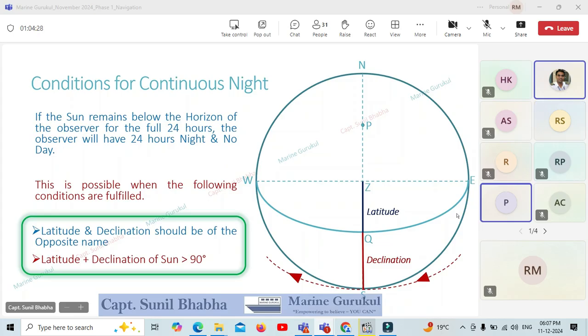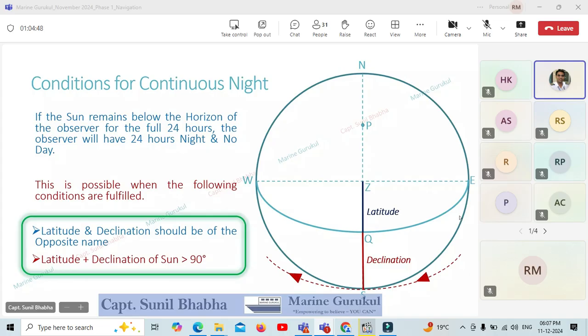Right, sir. Okay. Sir, this is vice versa condition of circumpolar body, correct, sir? Or say almost. This is just opposite to the circumpolar condition.